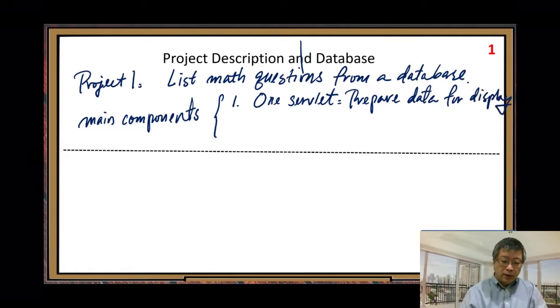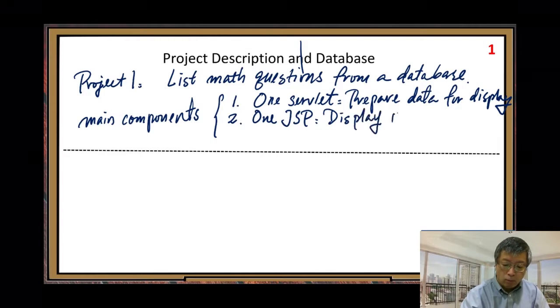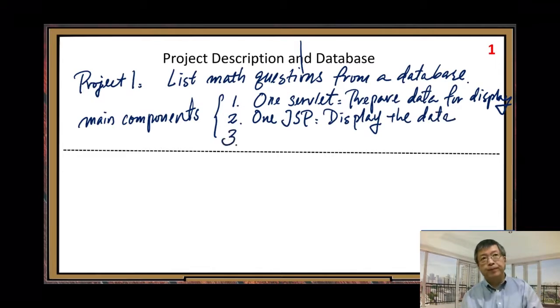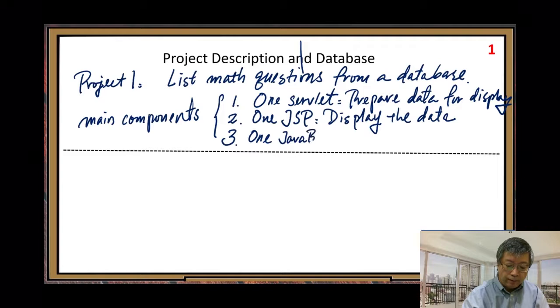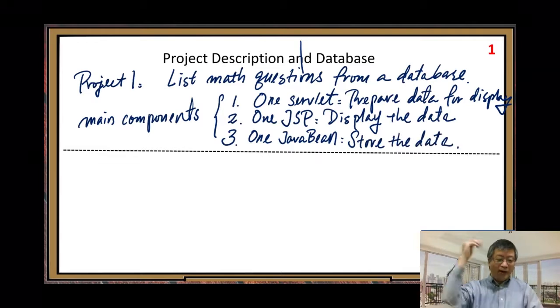The second component, one JSP, displays the data. Number 3, one Java Bean, stores the data. These are the main components. We have some other supporting files, but I do not need to mention them here.